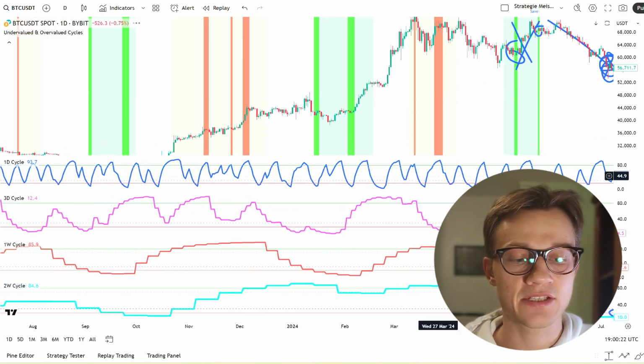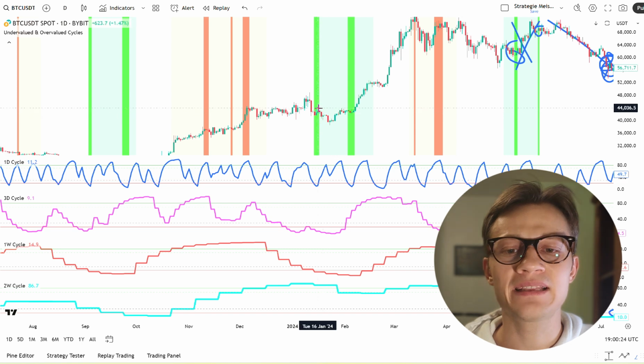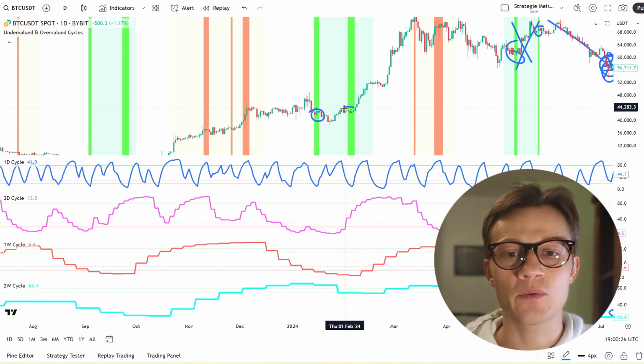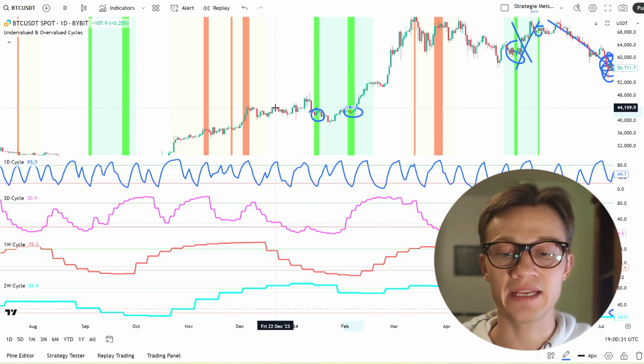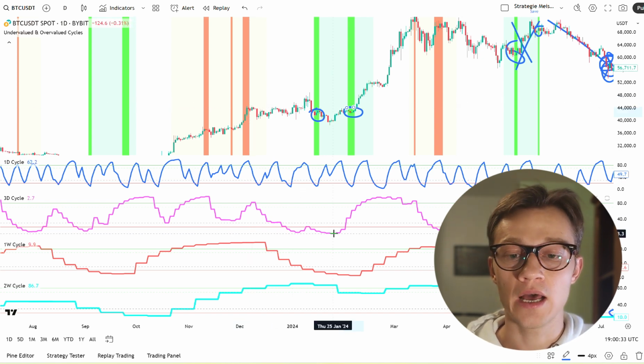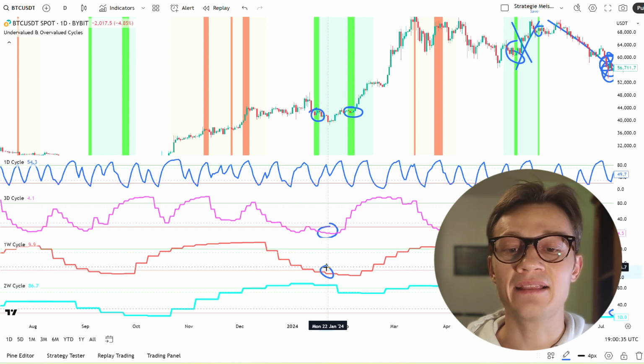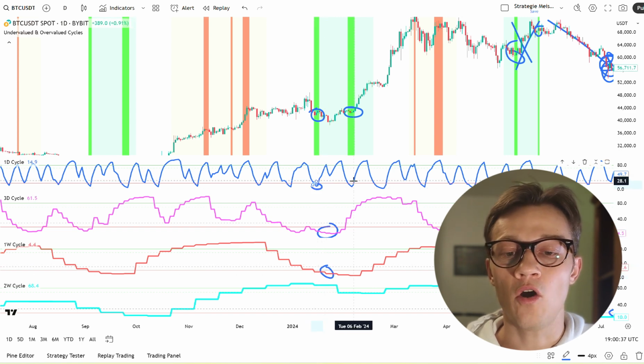We can see that these 2 buy signals were probably the best ones in the bull market, because we bought the perfect retracement which happened at the end of 2023 and in January 2024. The 3-day, the 1-week, and the 1-day indicators were all shouting that we are oversold and it's time to buy Bitcoin.